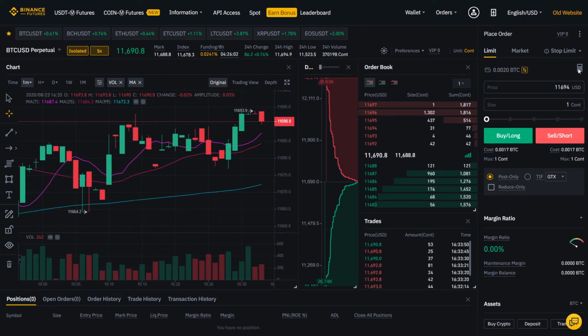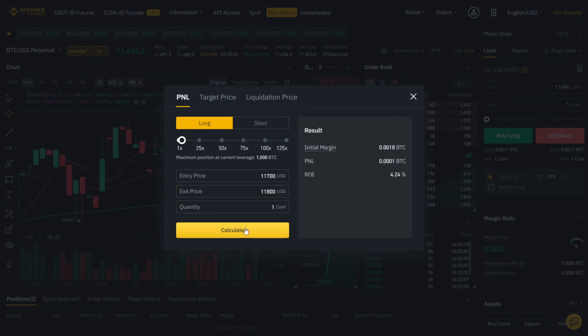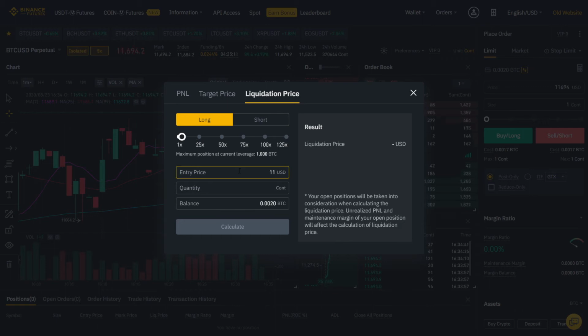A very neat tool is the calculator, in which you can estimate your profit or loss according to your position and of course the liquidation price. Spend some time on the calculator before opening your trades.